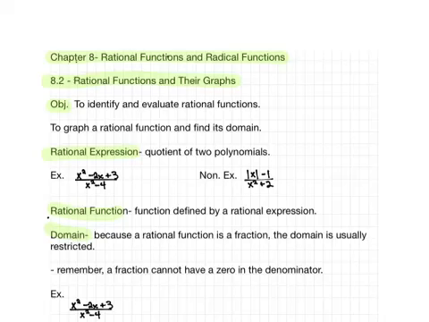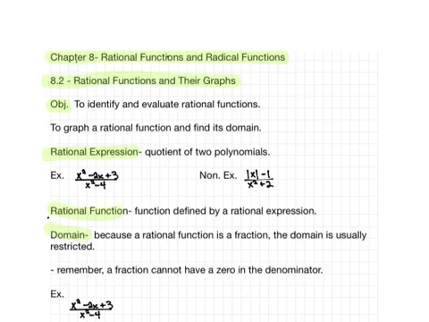Okay, Chapter 8 is rational functions and radical functions. Our rational functions are the fractional, like algebraic fractions, so that they have algebraic expressions in both the numerator and denominator. Our radical functions are going to be our square roots, cube roots, fourth roots, and so on.